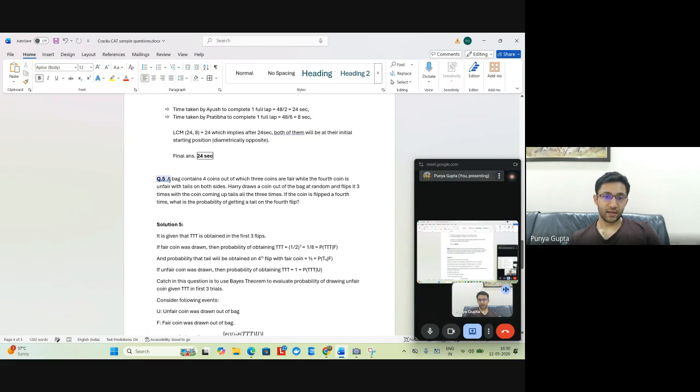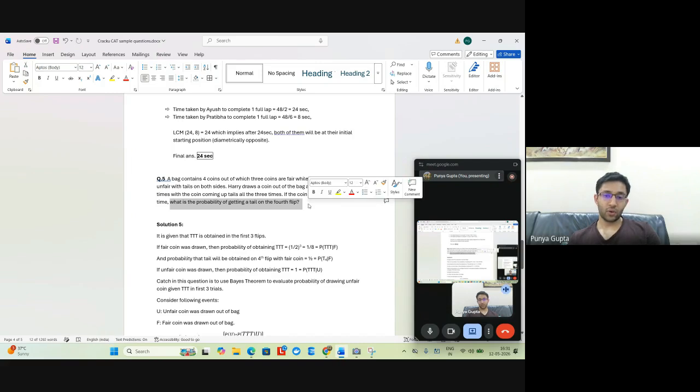The question says that a bag contains 4 coins, out of which 3 coins are fair and the 4th coin is unfair, with tails on both sides. Harry draws a coin out of the bag at random and flips it 3 times, with the coin coming up tails all the 3 times. And now we are being asked that if the coin is flipped the 4th time, what is the probability of getting a tail on the 4th flip?